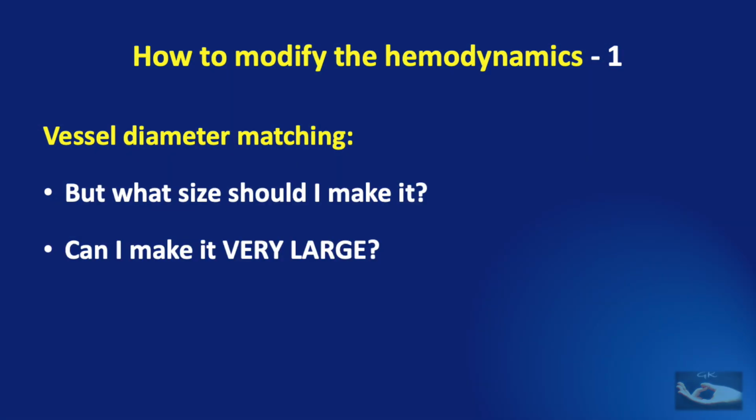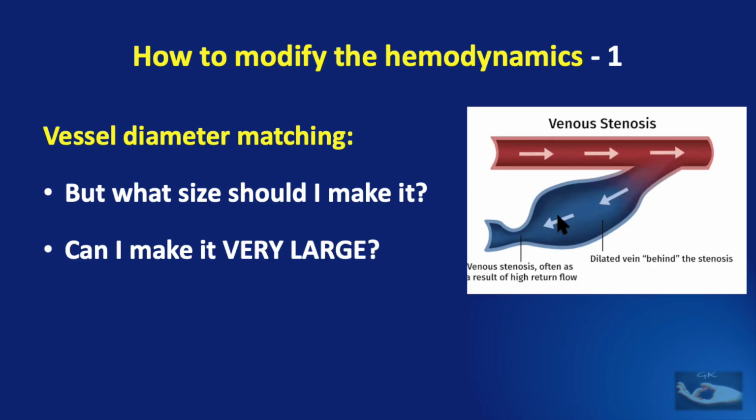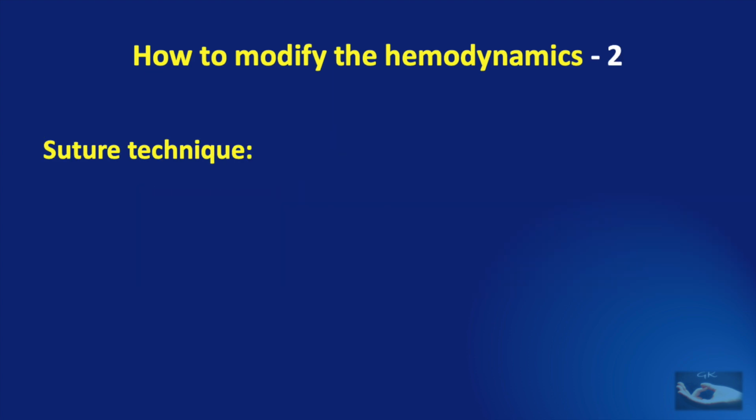But what size should I make the anastomosis? Can I make it very large? That is, make a large arteriotomy and make an angular cut in the vein so that I have a very large vein? In this case, what will happen is the amount of blood going into the vein is so large that the wall of the vein distal to the anastomosis gets injured, leading to stenosis and ultimately failure of the fistula. Does the suturing technique modify the hemodynamics?